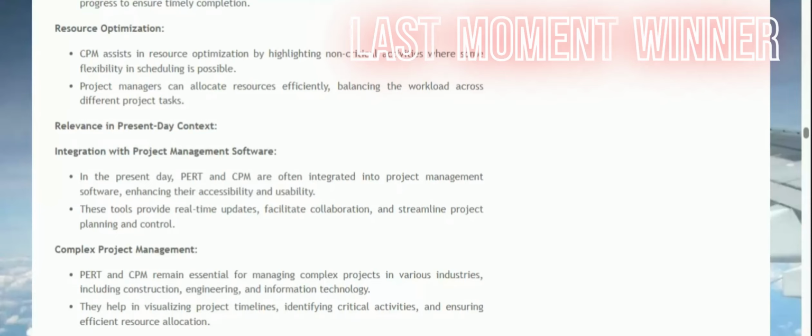Agile project management. While PERT and CPM are traditionally associated with waterfall project management, aspects of these techniques can be adapted for agile project management. Agile methodologies may incorporate network diagrams and critical path analysis for better planning and execution.